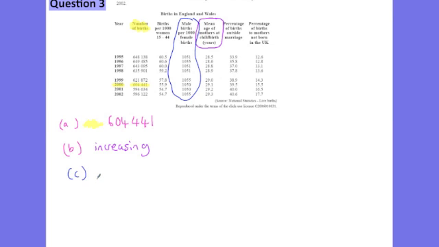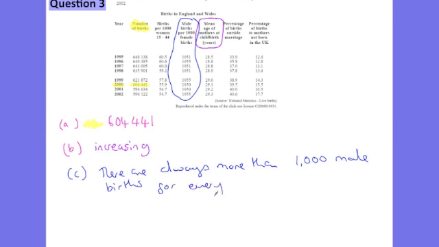Why? Because looking at this column, there are always more than 1,000 male births for every 1,000 female births. So identifying this column is important when giving your reason for the answer to part C.